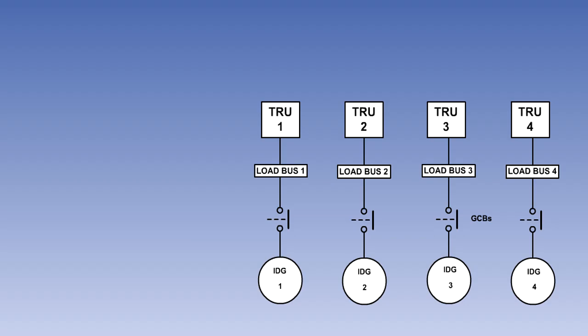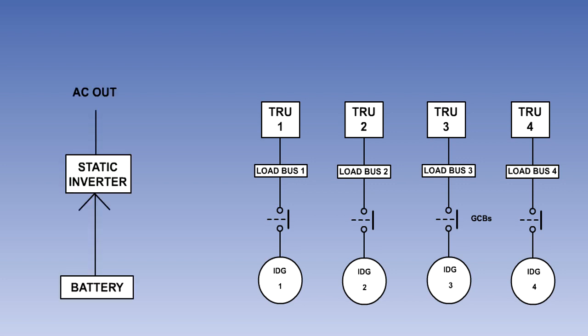DC loads are supplied from transformer rectifier units connected to the load busbars. Emergency AC power is provided by a static inverter supplied by the aircraft battery and emergency DC power directly by the battery. These systems are connected in much the same way as in a split busbar system and are fully explained in the split busbar systems lesson.